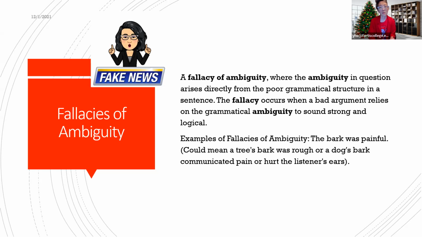So here's an example of a fallacy of ambiguity. The bark was painful. What bark? Whose bark? Do you mean that the bark is on a tree? You know, in other words, somebody rubbed their back against a tree and then it's painful? Or are you talking about a dog barking and then it hurts the listener's ears? What do you mean by the bark was painful? So that is a fallacy of ambiguity.